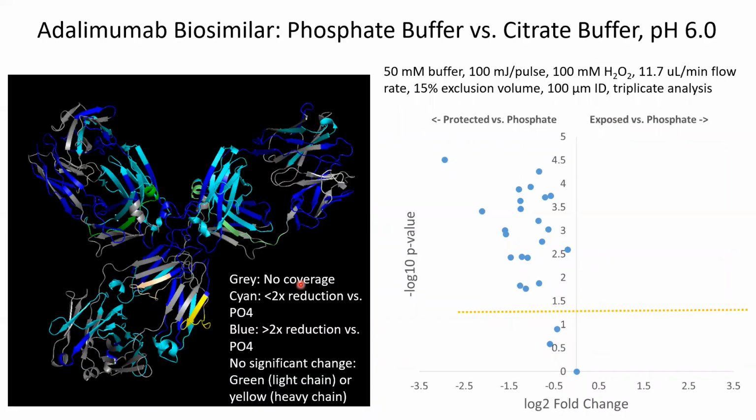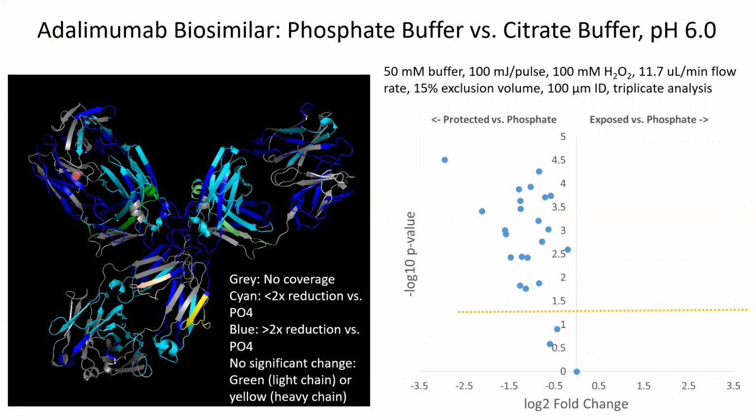But let's start by taking a look at a typical FPOP experimental workflow. In this case, we have a protein, adalimumab biosimilar. This is a biosimilar for a pharmaceutical monoclonal antibody, and we want to understand how two different formulations affect the conformation and aggregation of this protein.